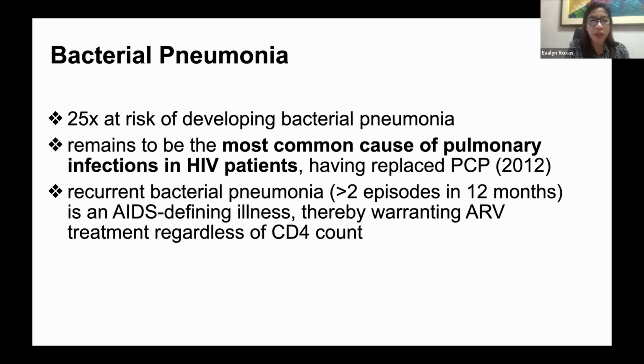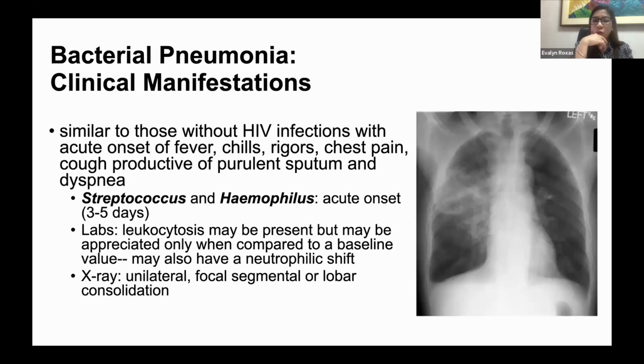So among HIV patients, recurrent bacterial pneumonia, so recurrent is defined as more than 2 episodes of bacterial pneumonia in the past 1 year, is considered as an AIDS-defining illness already, thereby warranting ARV treatment regardless of CD4 count. So what's the manifestation of your bacterial pneumonia? We all know this, similar to those without HIV infections, you have these respiratory manifestations.